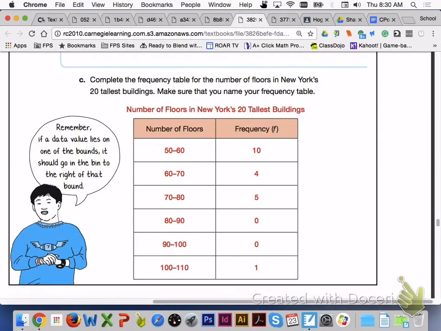For letter C, the name for your frequency table should be the number of floors in New York's 20 tallest buildings. On the left, we have the number of floors with the ranges 50 to 60, 60 to 70, 70 to 80, and so on. And on the right column, we have the number of those floors in the building listed under frequency: 10, 4, 5, 0, 0, and 1.